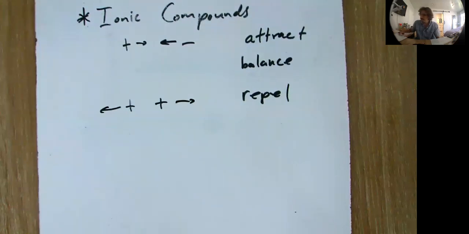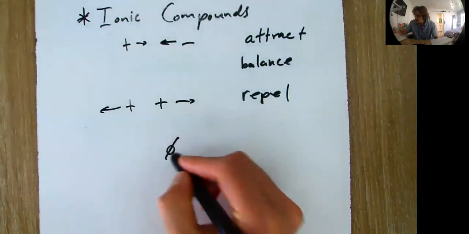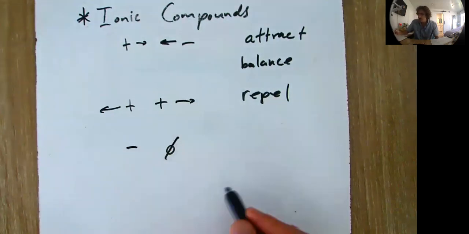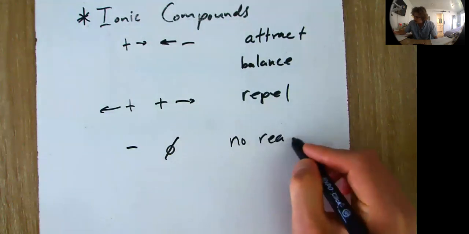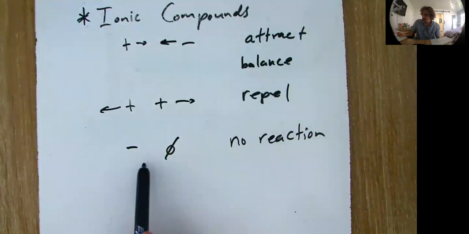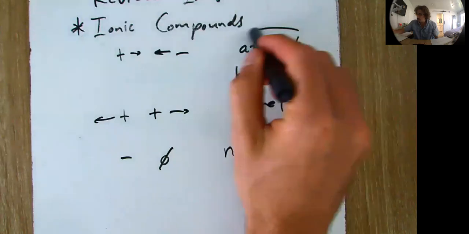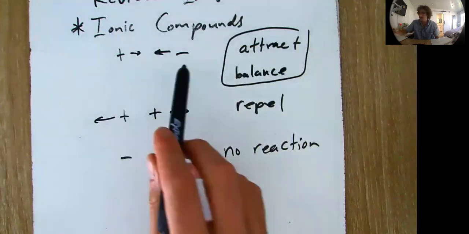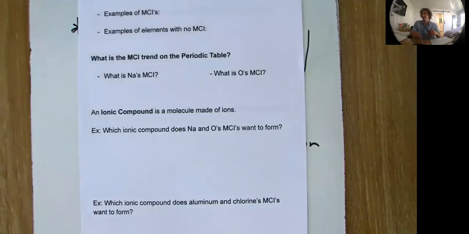The other option of what we'll see is if there is an atom with no charge, and then let's say there's a negative ion right here. Well, what will happen is we can call this a no reaction, because there's no attracting and there's no repelling. We're going to get into this one right here the most. What does it mean when positive and negatives attract and when the charges balance? We're going to go ahead and skip down to this section right here.